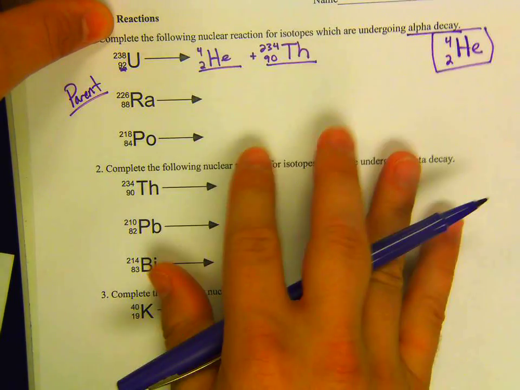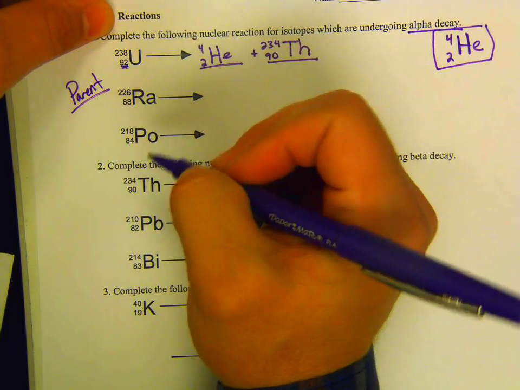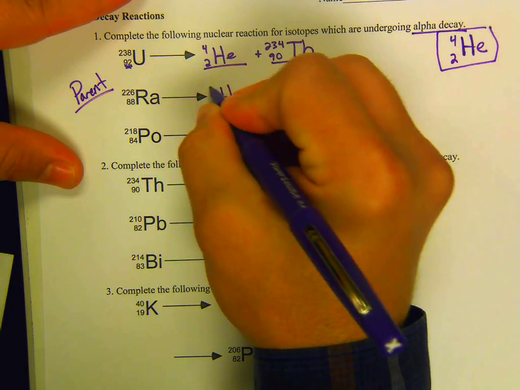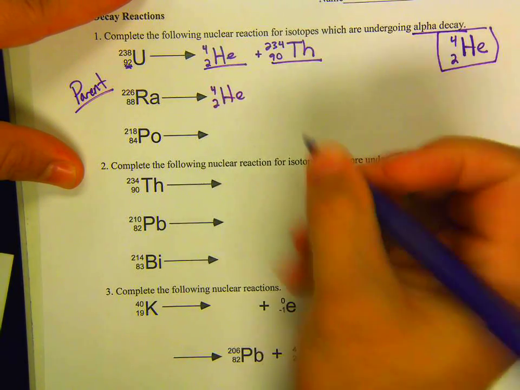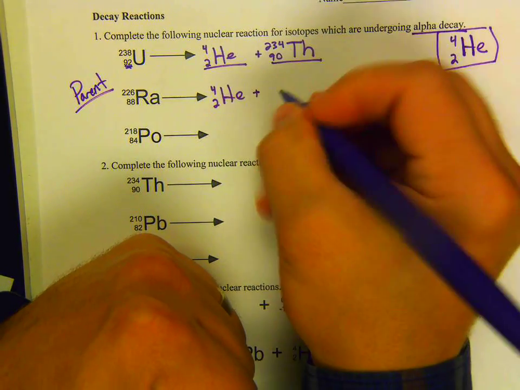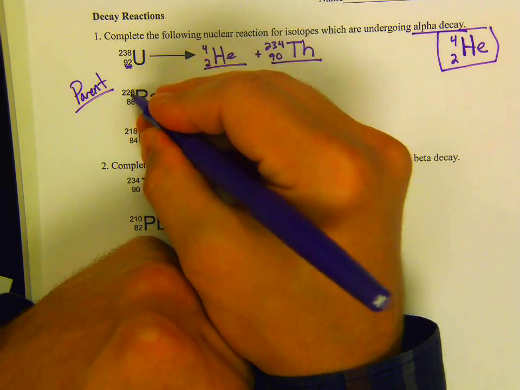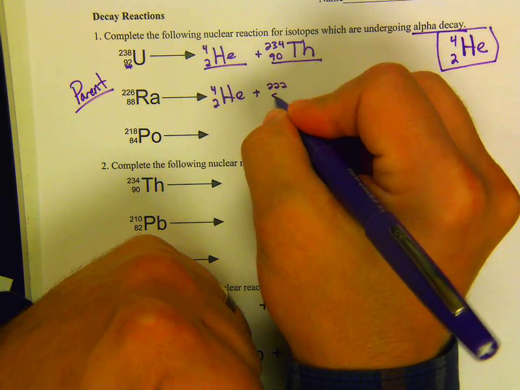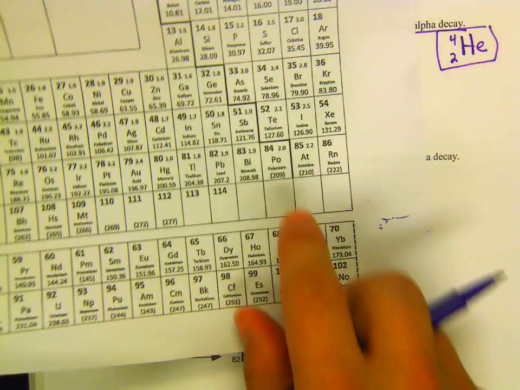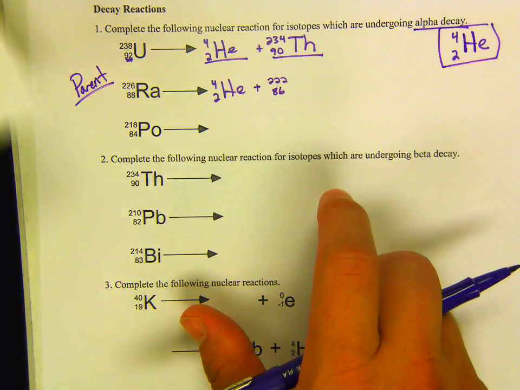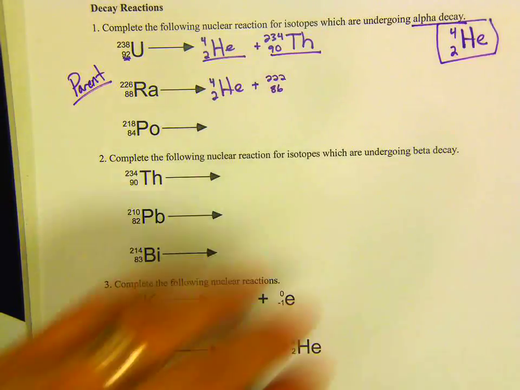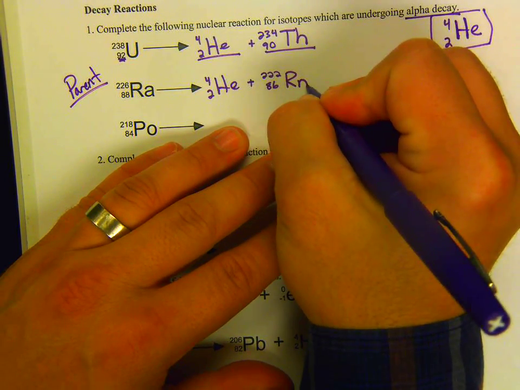Let's do another example together. What about radium-226? What about when that undergoes alpha decay? We are going to remember that alpha decay involves this alpha particle He4/2, 2 protons and 2 neutrons. 4 plus 222 equals 226, and 2 plus 86 equals 88. What's element 86? Look on your periodic table, and we have radon here, Rn.